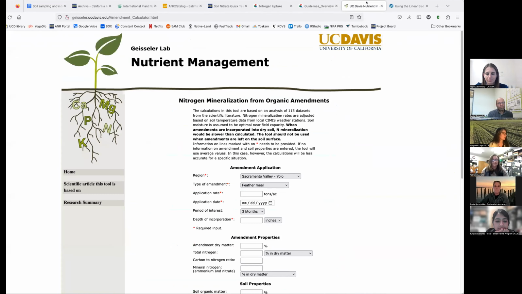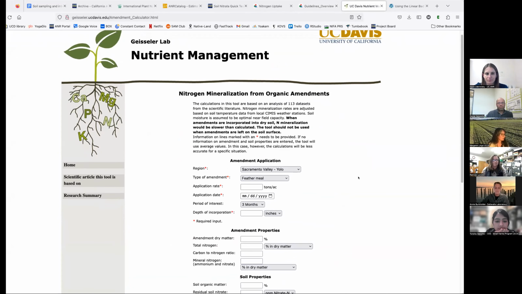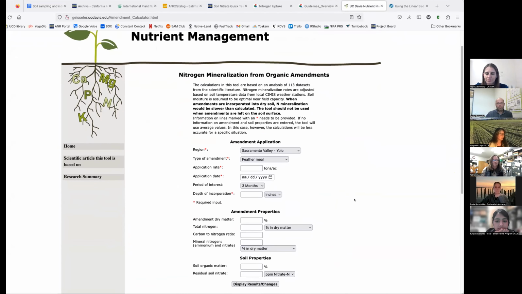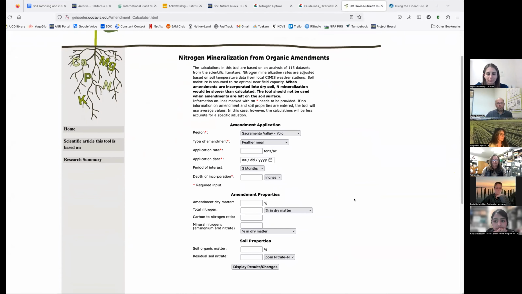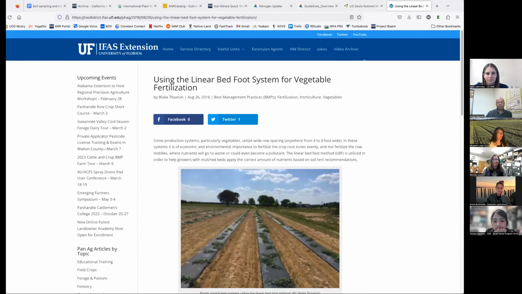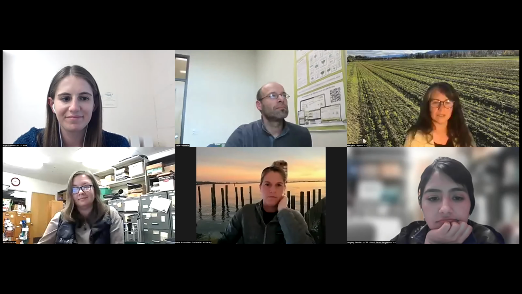I have a couple more links open. This is a tool that also comes from the Geisler Lab on mineralization of organic amendments. So you can look at the release of different fertilizers or composts that are providing nitrogen to your crop. So that's all I have to share, and I will pass the mic over to Hope.